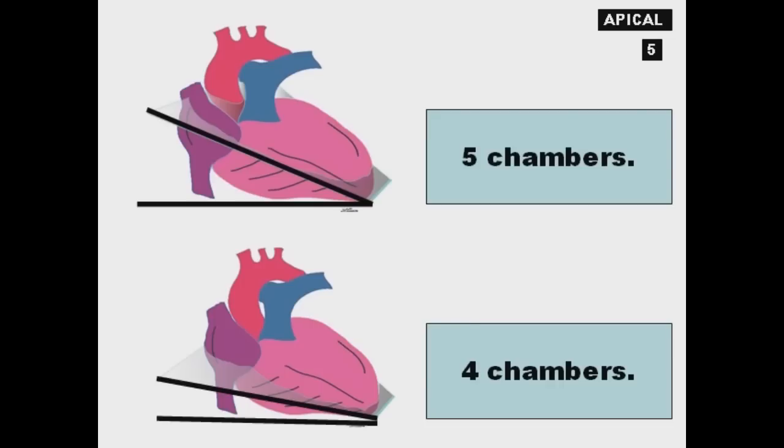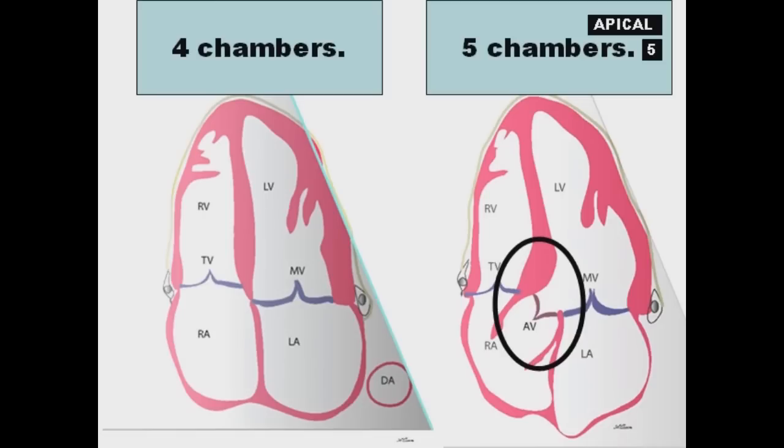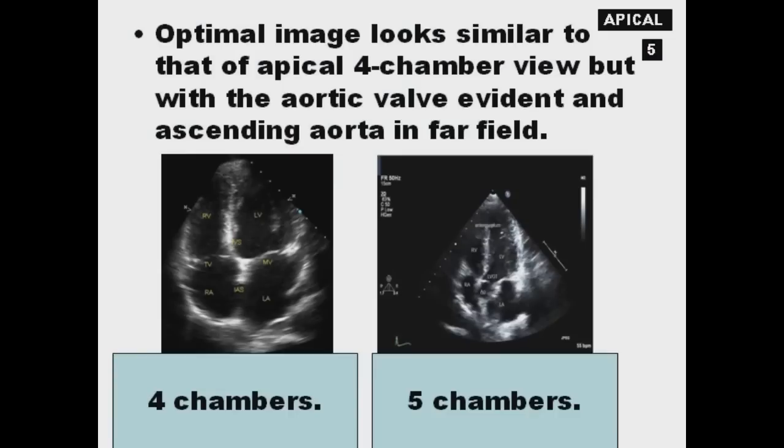The angle of the transducer and the thorax is a little more superficial in the 5 chambers view. As you can see in the 2 illustrations, the angle of the plane used in the 4 chambers view is deeper than the angle of the plane used in the 5-chamber view. You can note the slight difference between the 4 chambers and 5 chambers views. As can be seen in the images, the difference between 4 chambers and 5 chambers is the presence of the aorta and LVOT.